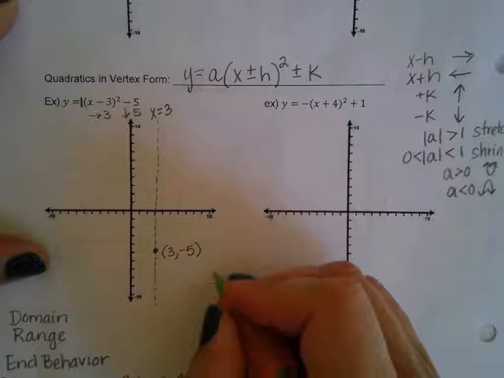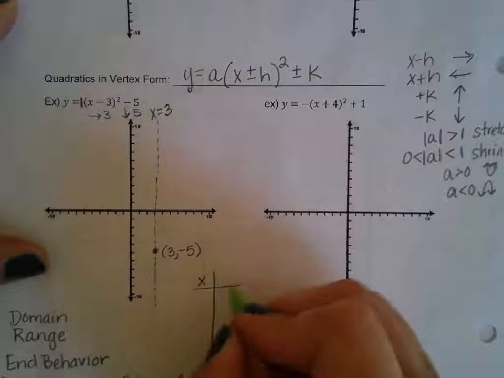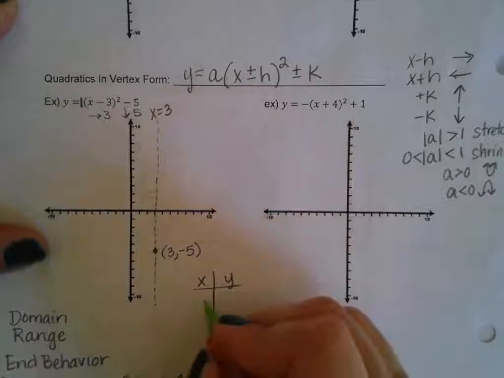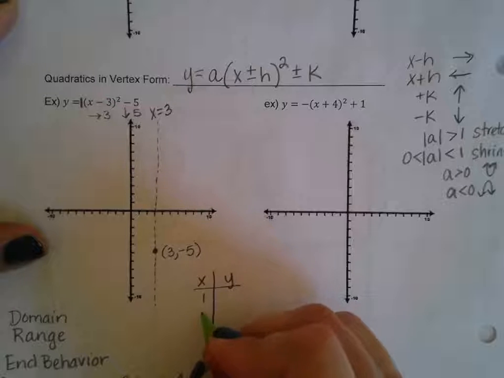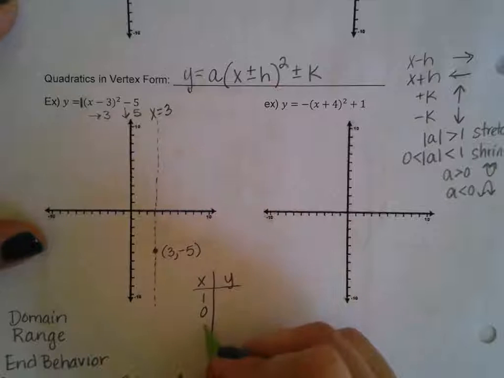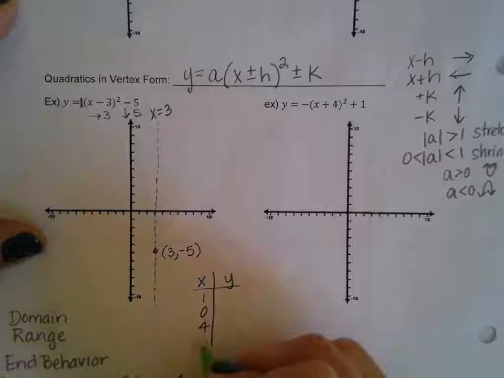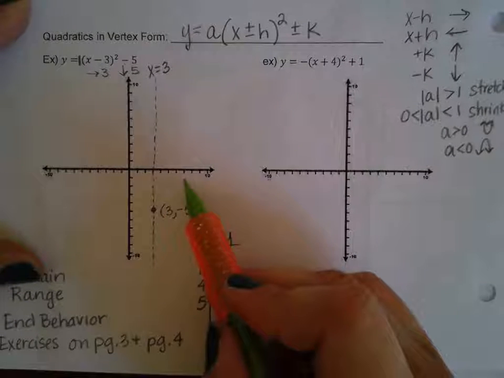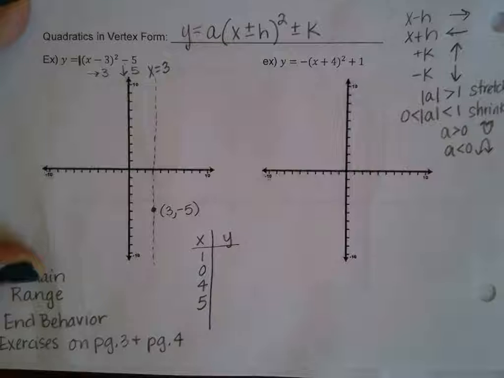And we'll just do a couple points on either side of the vertex. So let's see, we're at 3. So how about we do, let's do 1 and 0. And then let's also do 4 and I guess 5. Okay? So it doesn't really matter what points you pick, as long as you get a couple over on the right-hand side and a couple on the left-hand side.